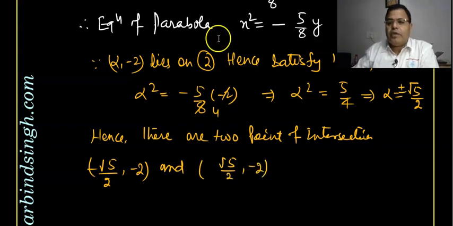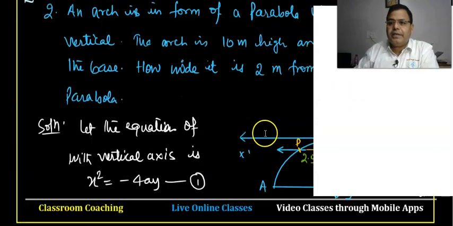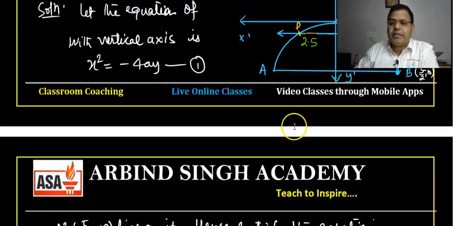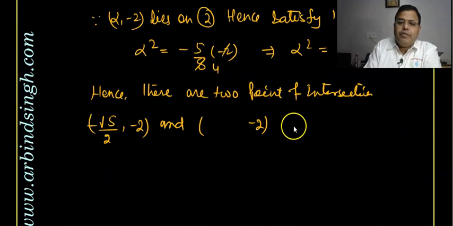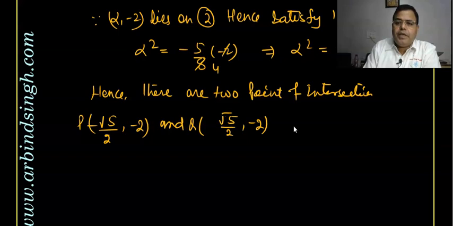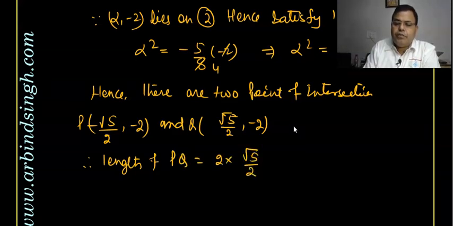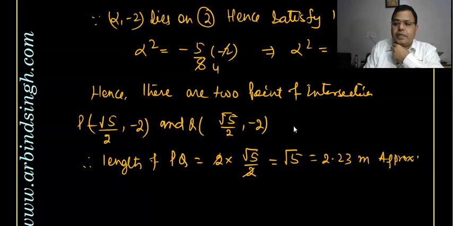So these are the 2 points of intersection, this and this, right? Here 2 points of intersection P and Q. Now we have to find the length of PQ. So the length of PQ is 2 times under root 5 by 2, right? 2 cancels, under root 5, that is 2.23 approx, meter or centimeter, whatever, approx.